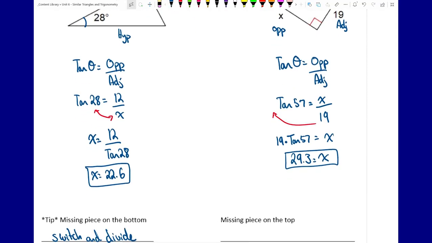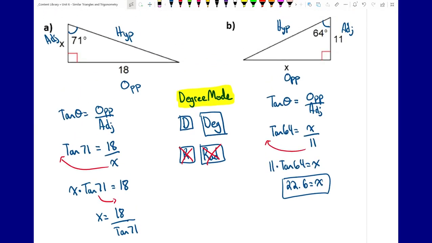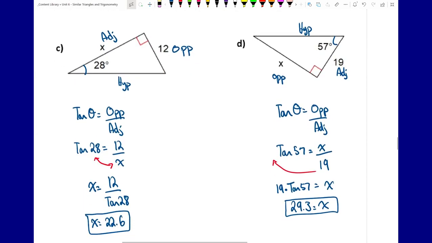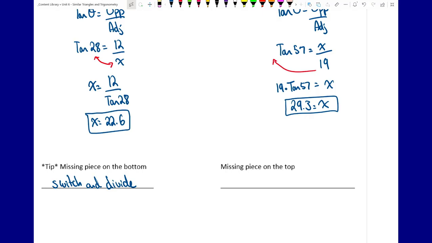So again, a shortcut for this one: we've now done two questions where the missing piece is on the top. And what did we do to solve? It looks like we just brought the bottom number, the denominator, up and we multiplied. So when the missing piece is on top, we could just say bring up and multiply. Again, there's a little bit more to it, but if we start remembering, okay, I bring up and I multiply when the missing piece is on the top, it helps with that process.